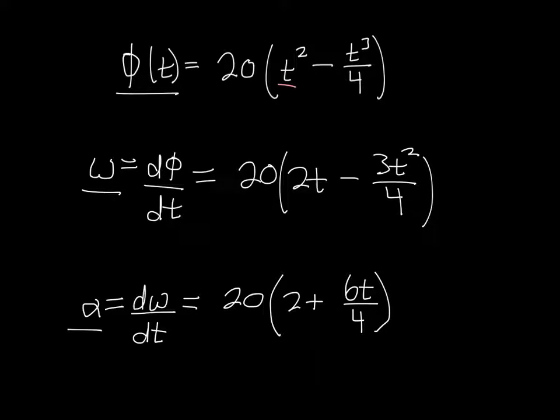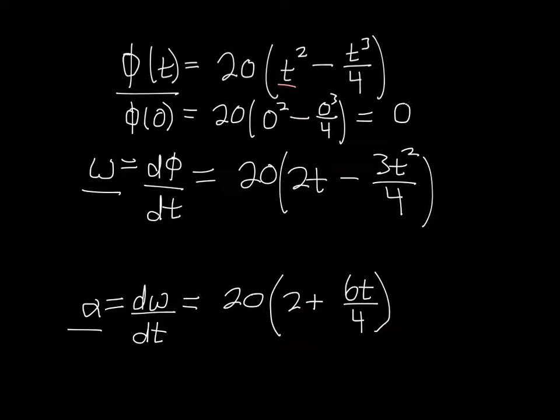So now let's say that I want to know what is the angular position, angular velocity, and angular acceleration at a time t equal to 0. So all I would need to do is plug in a 0 anywhere that I see a t. So my angular position at time 0 is going to be 20 times 0 squared, I'm plugging in 0 anywhere I see a t, minus 0 cubed over 4. So my angular position at time 0 is going to be 0.